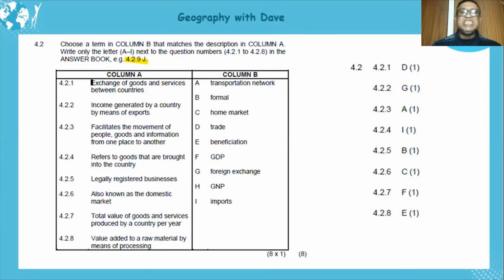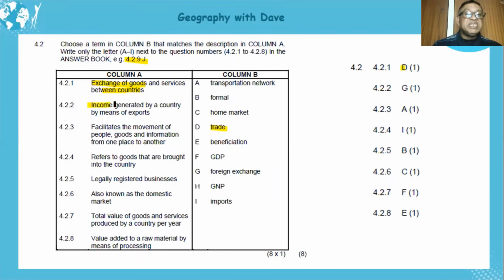Like exchange of goods and services between countries. If I think about when countries exchange services, they buy and sell services, etc., that is trade, isn't it? So there's trade. That's how I work it out. And it's D, remember? Okay.